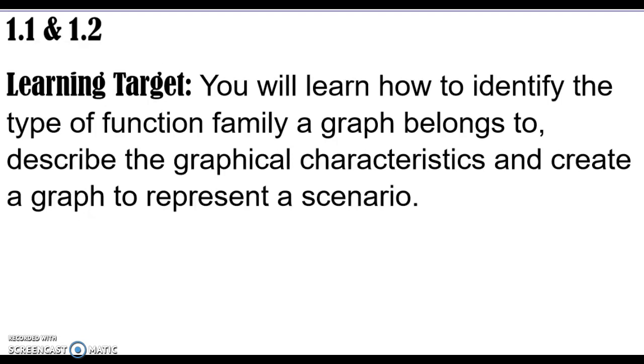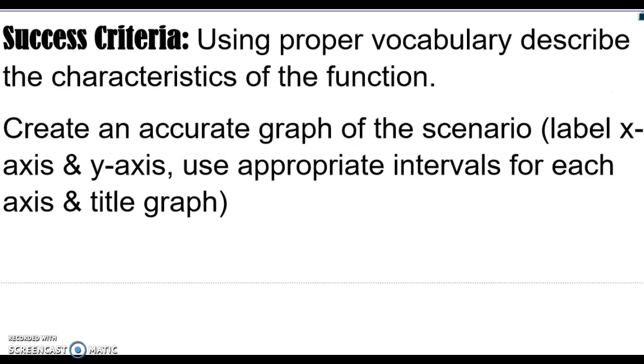All right, here's our learning target. You're going to learn how to identify different types of function families that a graph belongs to. And then most importantly, you're going to have to describe the graphical characteristics and create a graph to represent a particular problem scenario.